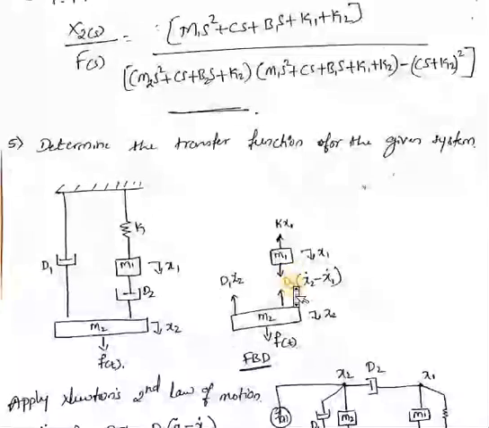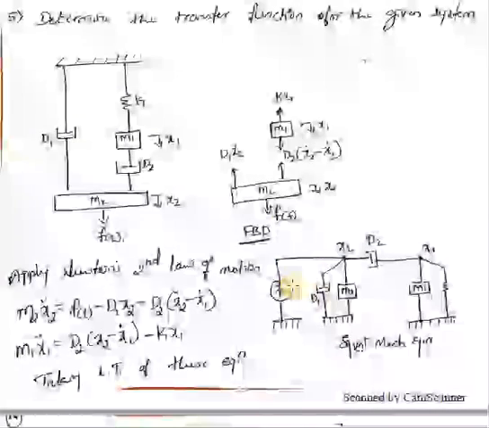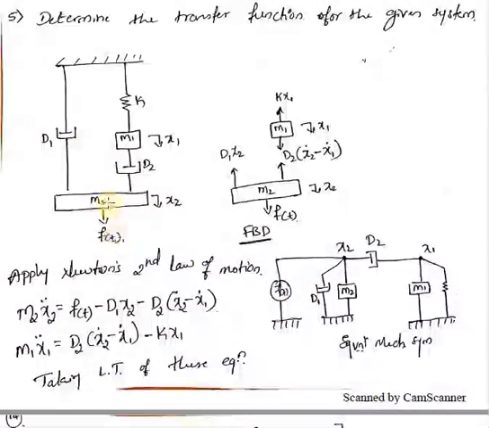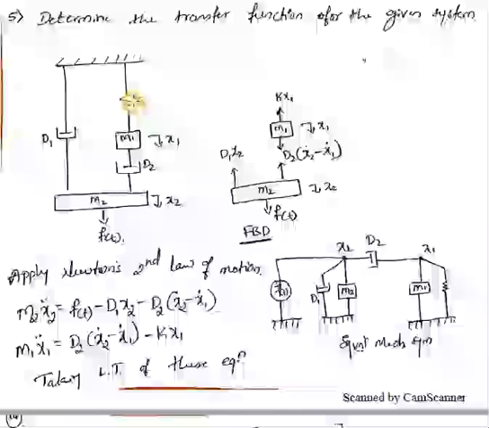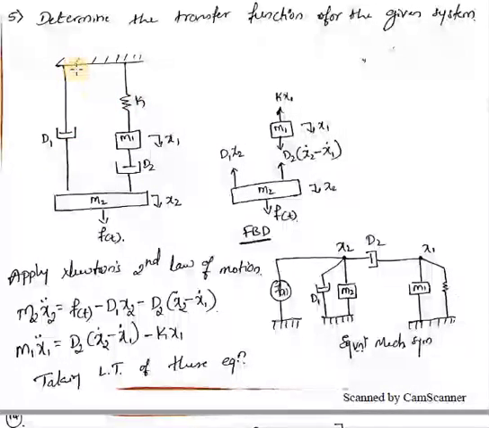Determine the transfer function for the given system. So here f(t) is applied on m2. First, m1 is there, d2 is between m1 and m2, and this k and d1 are attached to x end. So first we will try to draw a free body diagram, m2 and m1.